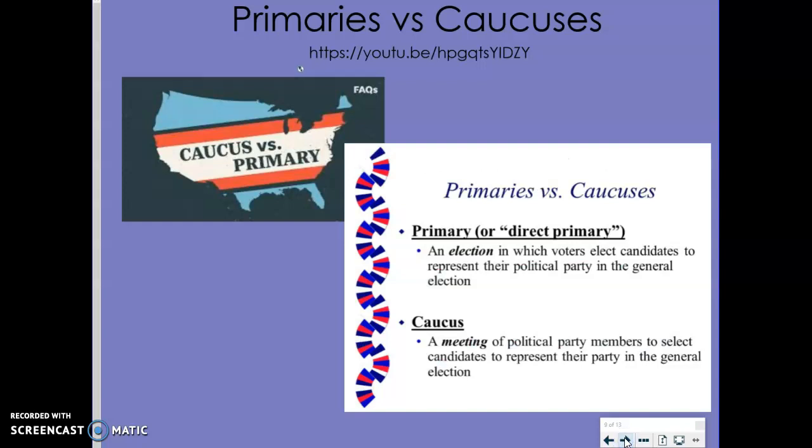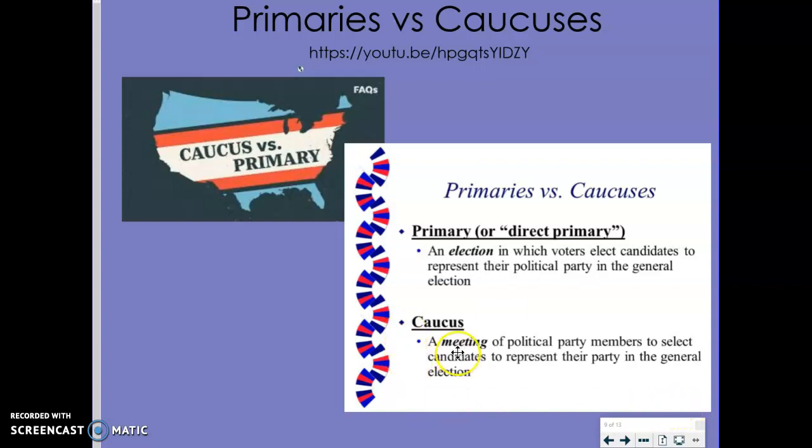So, primaries versus caucuses. I'm going to give you a quick description, but there is a great video that you can find on Moodle or through this link to look at the main differences between primaries and caucuses. Essentially, there are some states that have both a primary and a caucus for presidential elections. The primary, or a direct primary, is an election. You go in, you elect candidates to represent the political party in a general election. You fill out a ballot.